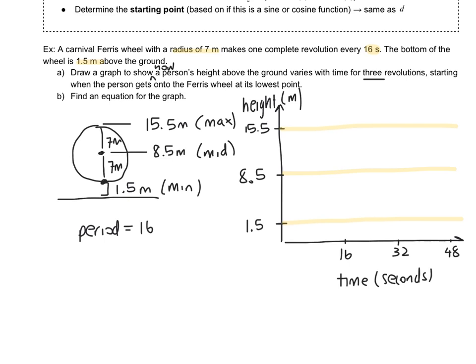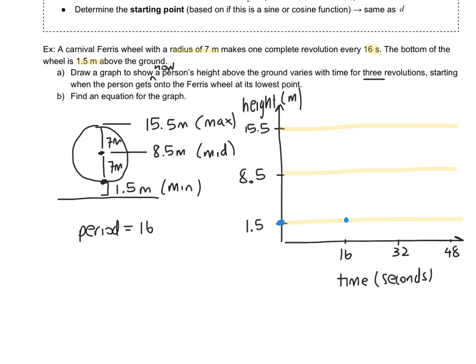on the Ferris wheel. So they're starting at the lowest point, and then they're going to head upwards towards the midline and max, and then come back down. And all of that has to occur in 16 seconds. So at the end of 16 seconds, they will be back down at that minimum height.